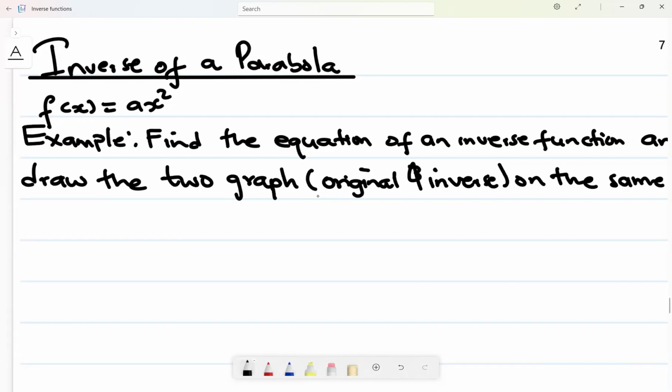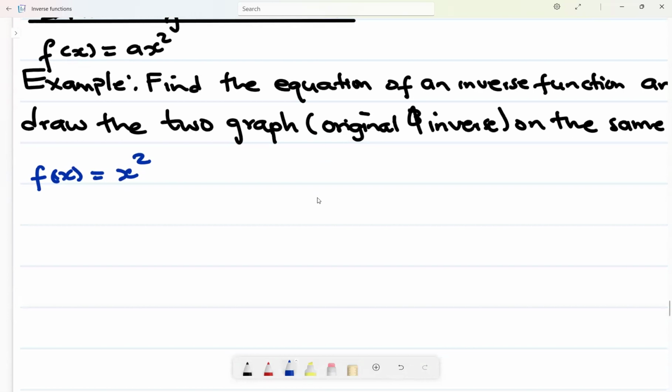Okay. Now let us have just a basic equation. f of x is equal to x squared. Just have f of x equal to x squared. So how can I find the inverse? Remember, how do you find the inverse? You interchange x and y. I'll just write this as y is equal to x squared. I haven't changed anything. This is still the same thing. I'm just rewriting f of x as y, right?